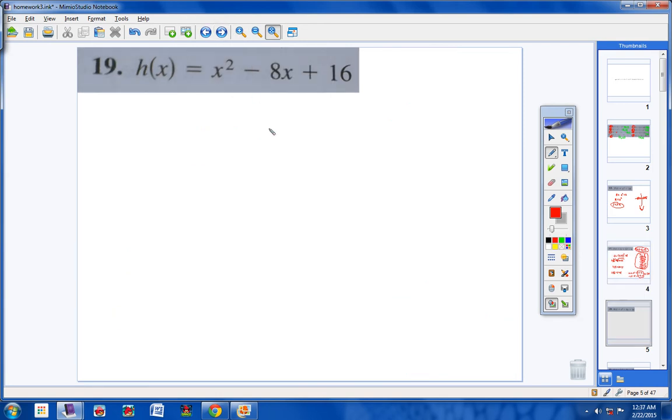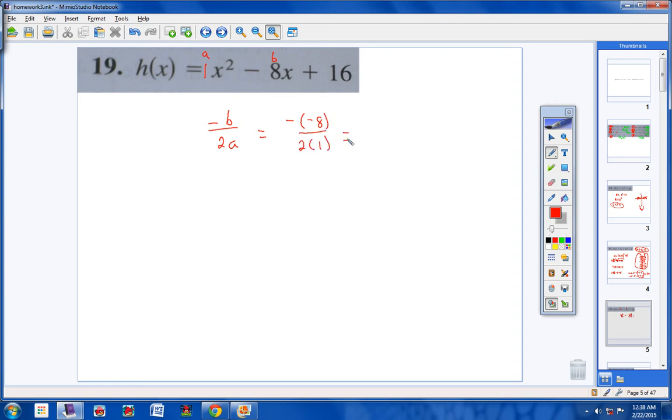Okay, students, moving on to number 19. Let's go ahead and first of all find the vertex. Actually, let's see here. Yes, we'll find the vertex first. So, negative b over 2a. Where the negative 8 is, we'll put a b. And where the a is, we'll put a 1. So, negative, and then negative 8. And then 2 times 1.